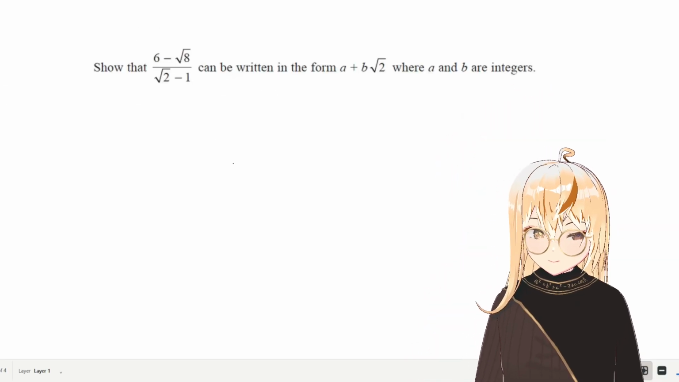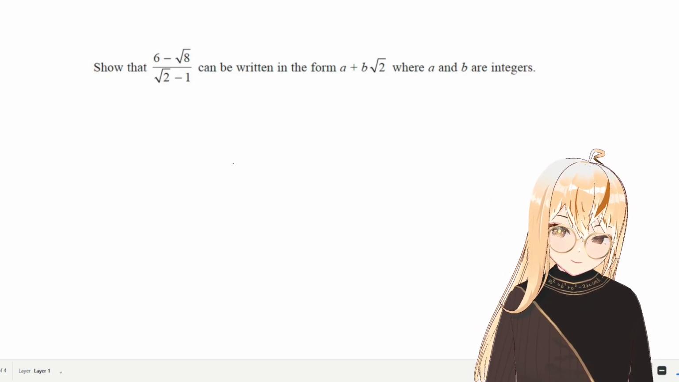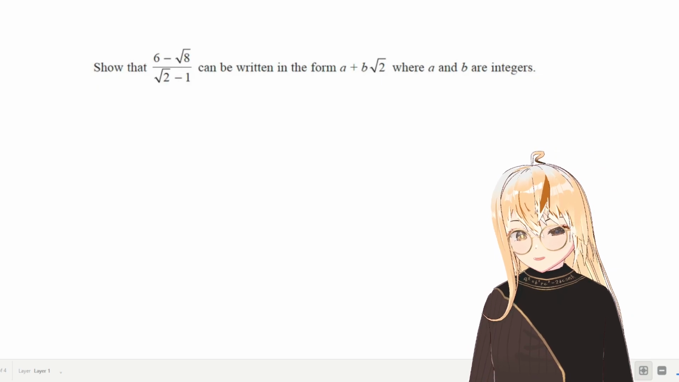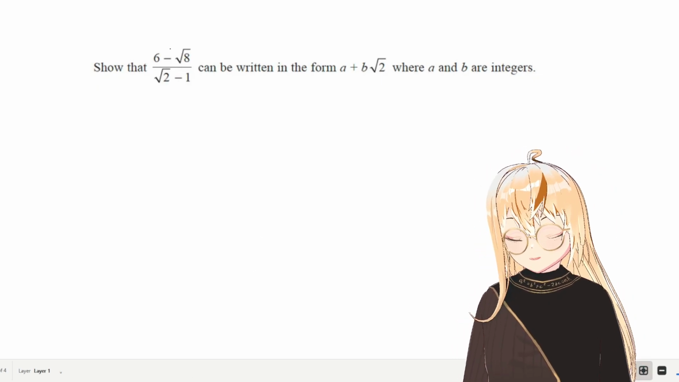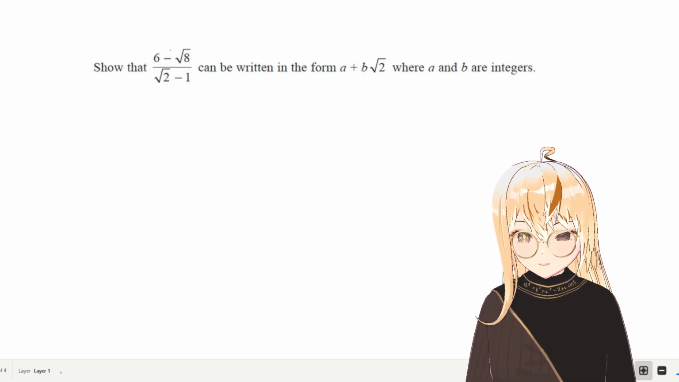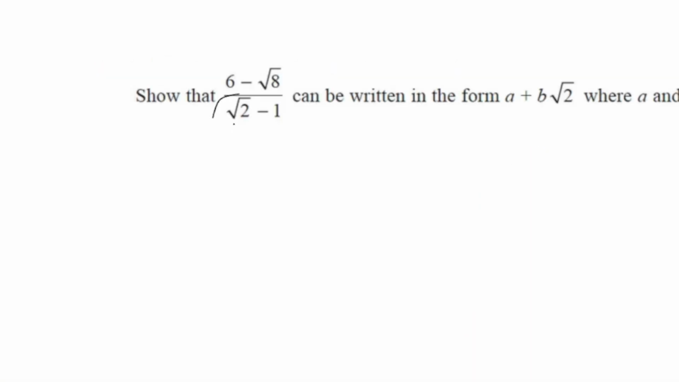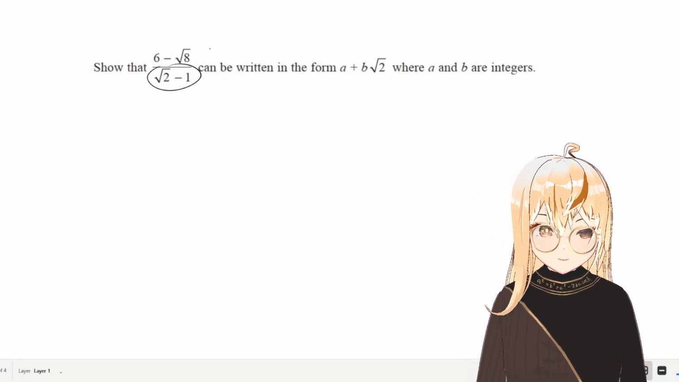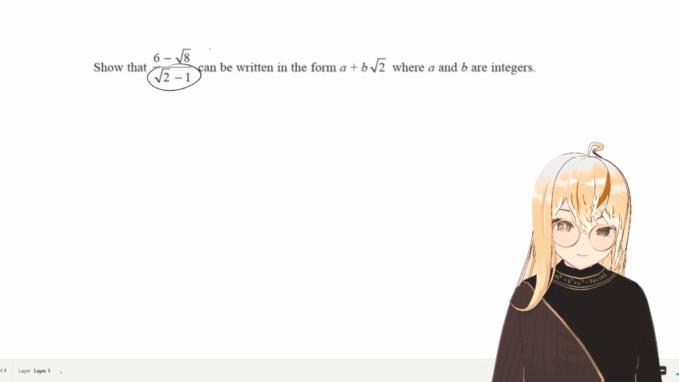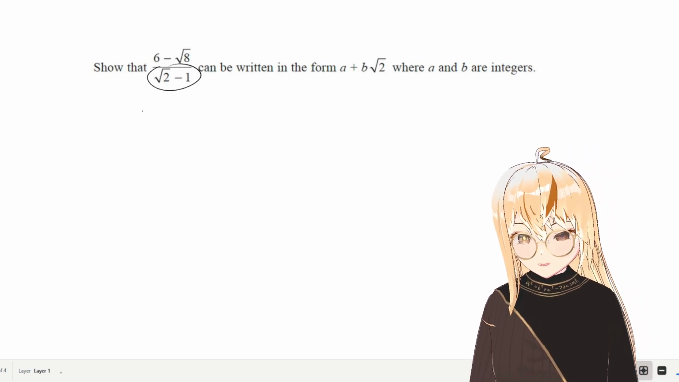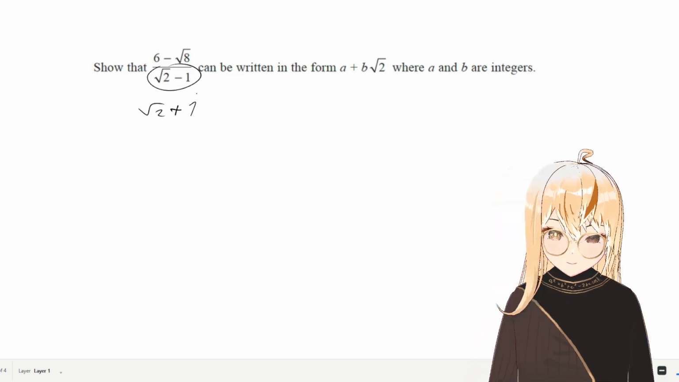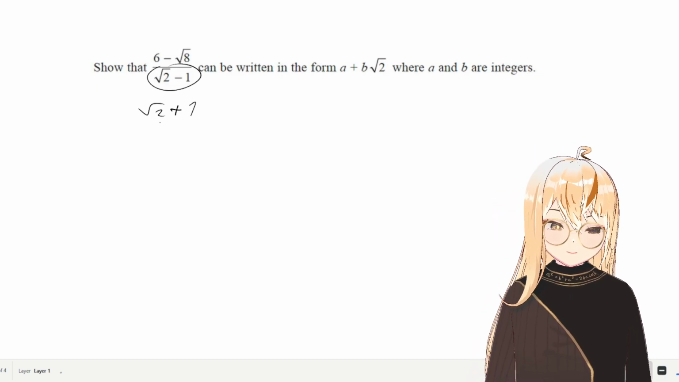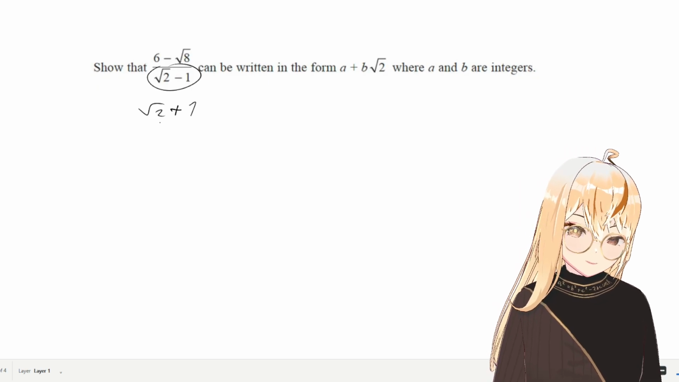Okay, so this might be a bit of a jump from the first page, but it's not too hard if you just break it down. So what you want us to do is look at the denominator here. It's root 2 minus 1. And what you want to do is flip around the sign in the middle of the terms. So make it root 2 plus 1. Now you just multiply the top and the bottom by root 2 plus 1 in order to rationalize it.